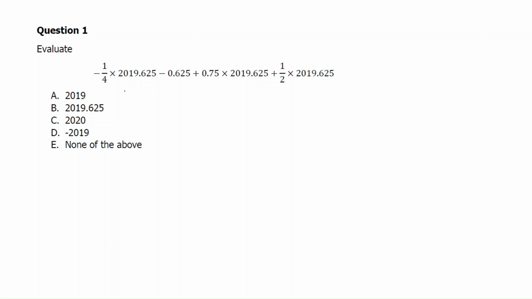So this question is from Singapore Math Olympiad. Okay, if you solve this example term by term, then it will be a quite complex calculation. So what we will do, we'll just make an observation to look out for the common term. So if you observe, 2019.625, this is the common term.